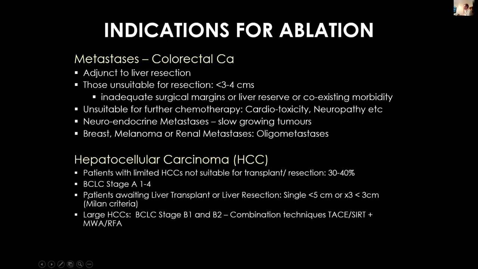There are also patients who are awaiting liver transplant or liver resection, and usually these are patients fitting the Milan criteria, that is a single lesion less than 5 centimeters, or 3 or fewer lesions, each less than 3 centimeters in diameter. With regards to the larger hepatocellular carcinomas, those with BCLC B1 and B2, we use a combination of TACE, which is transarterial chemoembolization, or SIRT, and if there's any residual disease after these embolic treatments, we then apply microwave or RFA to the residual disease.